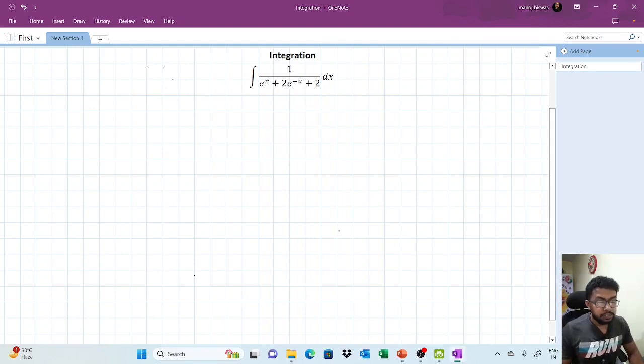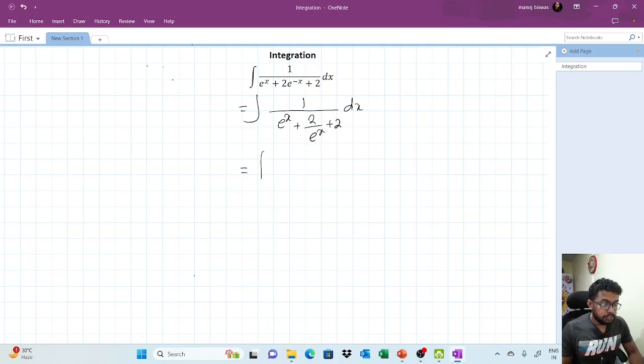So we have this question. We can write it as 1 by e to the power x plus 2 by e to the power x plus 2 dx, right? And this can be written as e to the power x by e to the power 2x plus 2 e to the power x plus 2 dx.